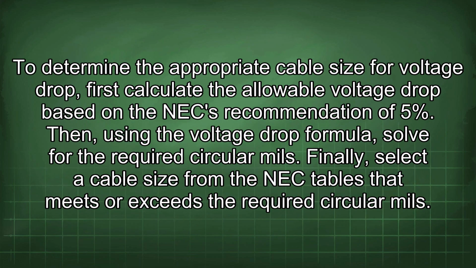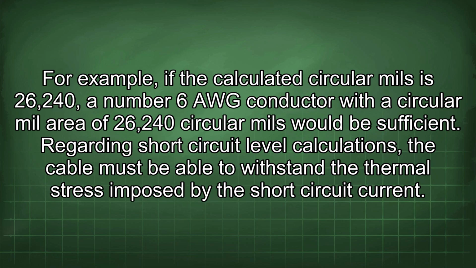To determine the appropriate cable size for voltage drop, first calculate the allowable voltage drop based on the NEC recommendation of 5%. Then, using the voltage drop formula, solve for the required circular mils. Finally, select a cable size from the NEC tables that meets or exceeds the required circular mils. For example, if the calculated circular mils is 26,240, a number 6 AWG conductor with a circular mil area of 26,240 circular mils would be sufficient.